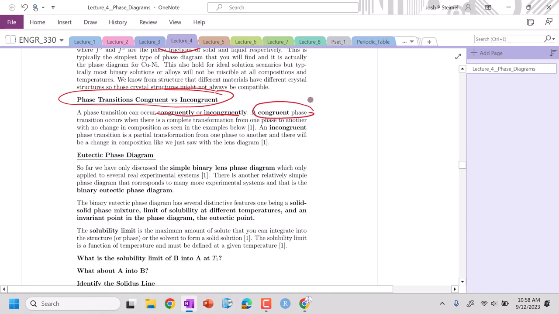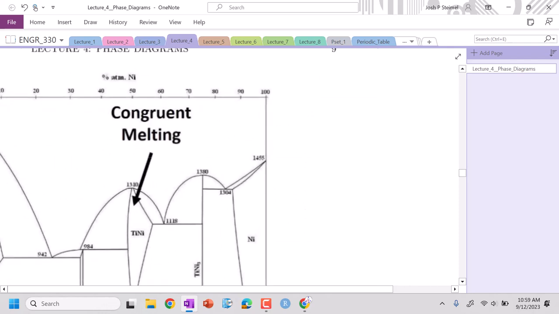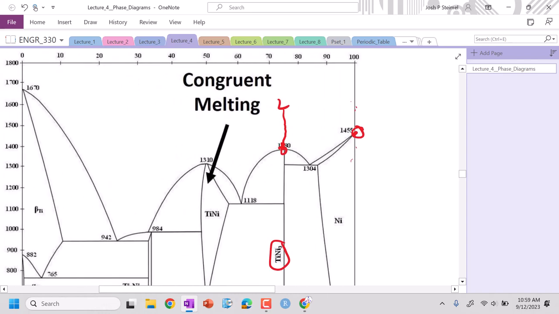A congruent phase transition will occur when we go directly from one phase to another. An incongruent phase transition will go through a two-phase region. So you can see this is liquid. And if I go from liquid directly into here, this line is a pure solid. So this would be a congruent melting point. This is nickel. It goes all the way here, at this point here, to a liquid. This would be another congruent melting point.